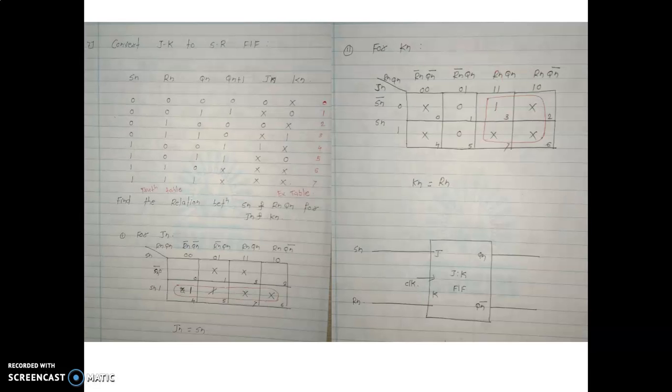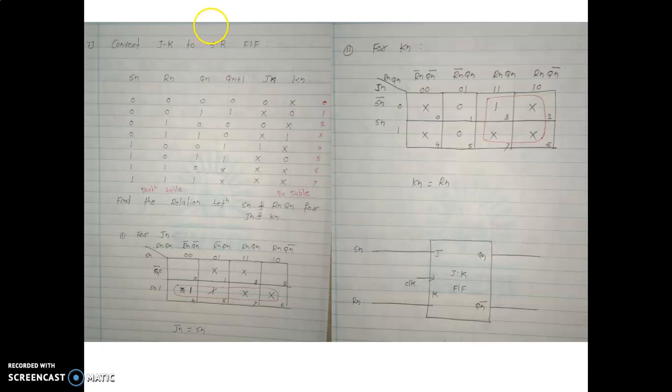The other conversion is the conversion of JK flip-flop into SR flip-flop. Similarly, we have to consider our required flip-flop. Here the required flip-flop is SR flip-flop. If we observe the excitation table of the required flip-flop, it consists of don't care conditions.